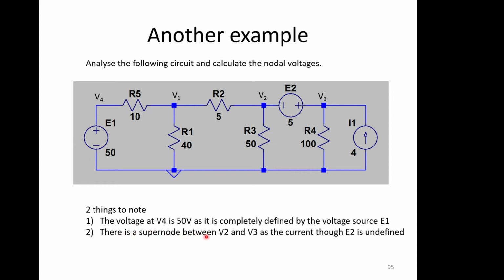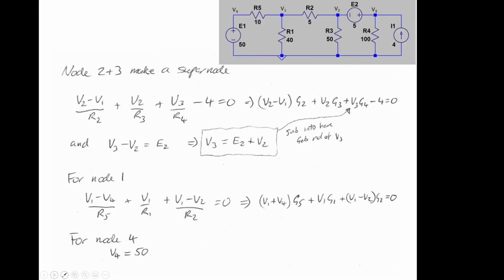There is a supernode between V2 and V3 because we've got a voltage source which will have a current through it, but we've no idea what that current is because we've no idea what's defining these voltages here. All we know is there's a difference of 5 between these two voltages. A difference, not their absolute numbers. So we know it's a supernode problem, and it looks complicated, but actually we can simplify it down because V4 effectively is already known.